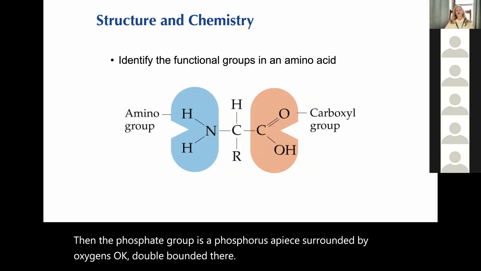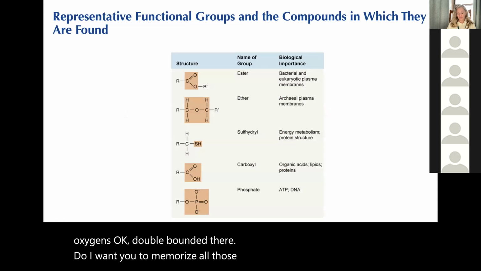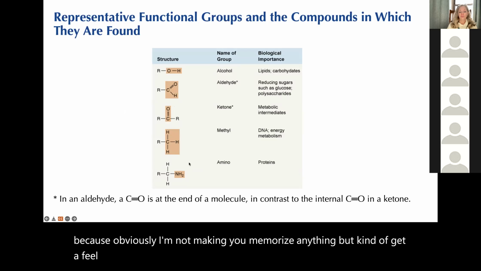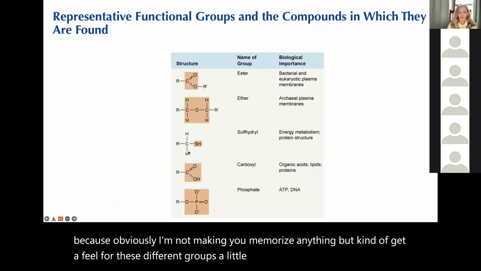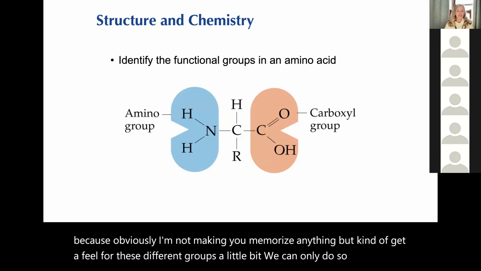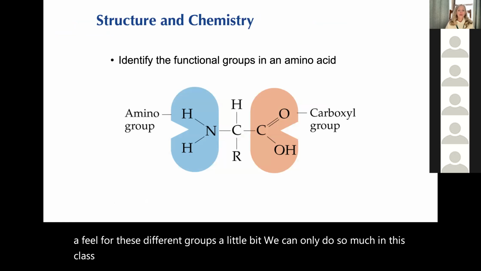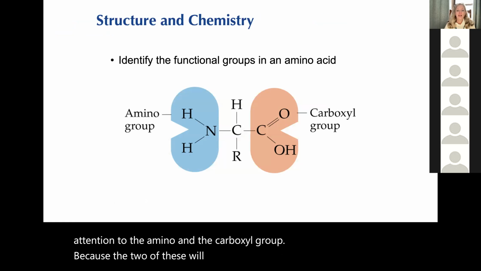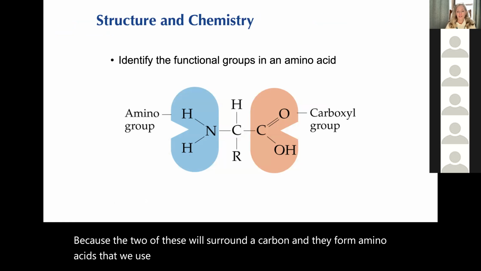Do I want you to memorize all those? No. Just get some feel for these different groups a little bit. We can only do so much in this class on chemistry, but you're going to need to learn to identify how some of these main functional groups work. And that's why I say pay attention to the amino and the carboxyl group, because these two will surround a carbon and form amino acids that we use to build our proteins.